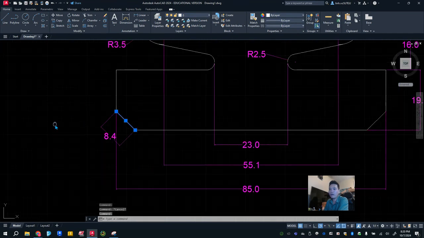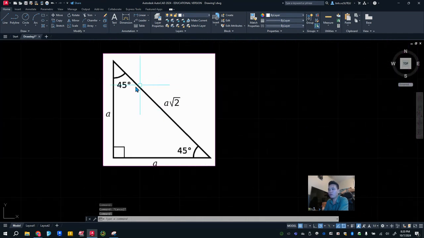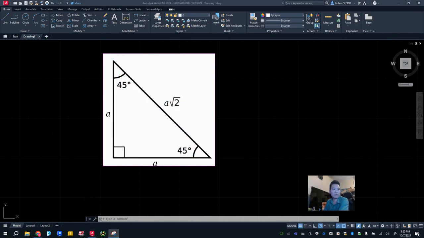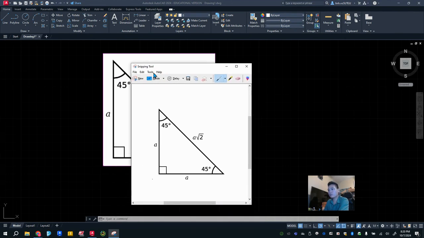So now we're going to go ahead and take a look at our special right triangle real quick. What we have in our problems, let me take my red pen here, is 8.4. So 8.4 is the hypotenuse, instead of a square root of 2.